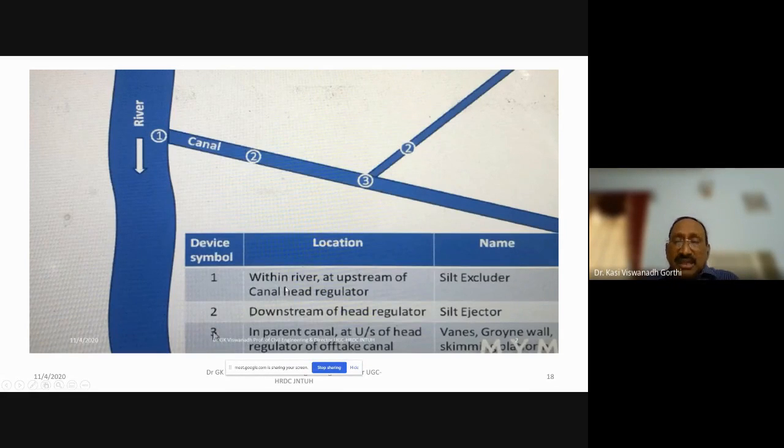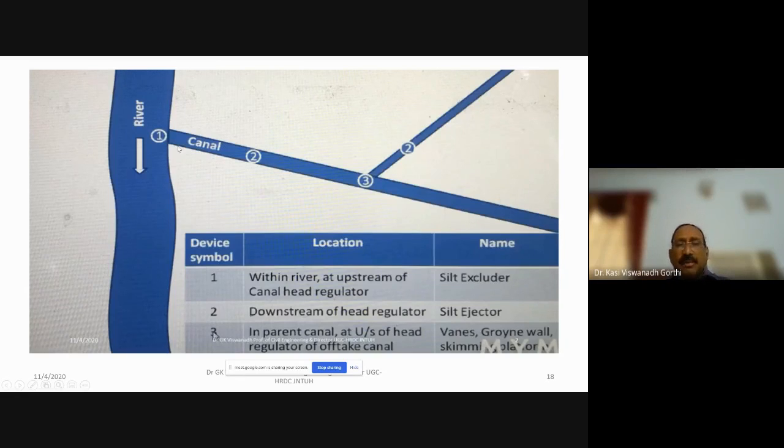So within the river, at the upstream of this canal head regulator, we provide a device known as silt excluder. Silt excluder is provided within the river at the upstream of the canal head regulator. Thereby, clear water enters into the canal.